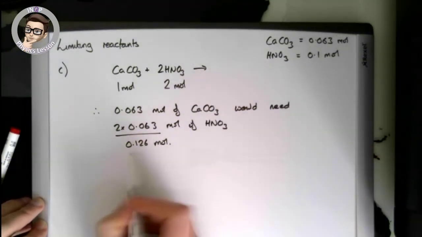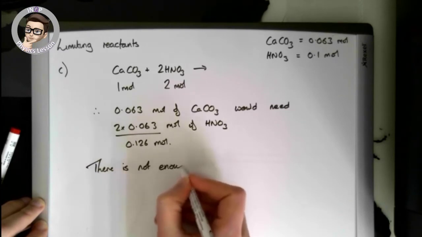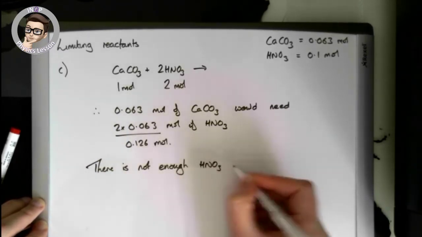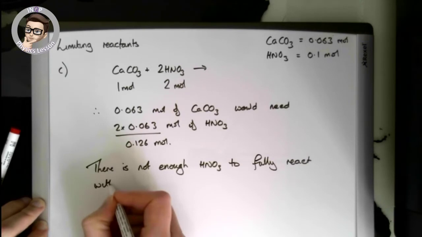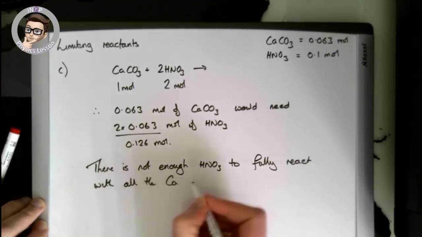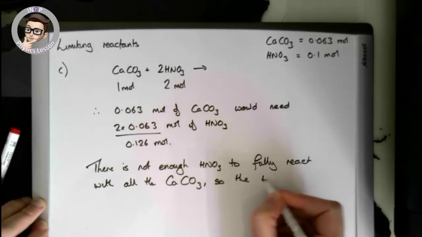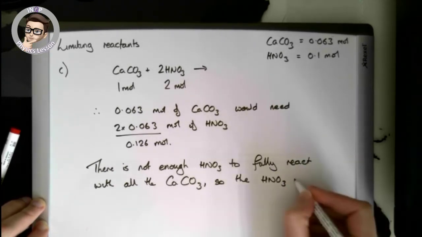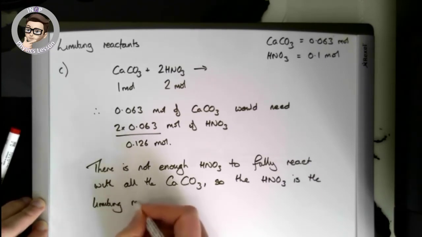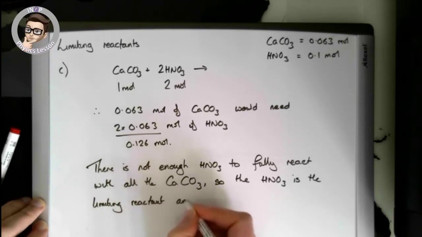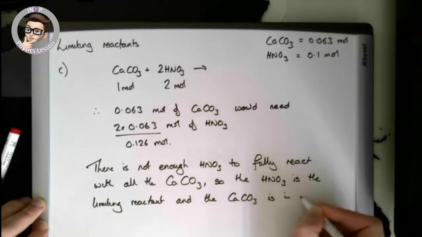So therefore, we don't have enough HNO3 to fully react with all the CaCO3, the calcium carbonate. So the HNO3, the nitric acid, is the limiting reactant. And the calcium carbonate, CaCO3, is in excess.